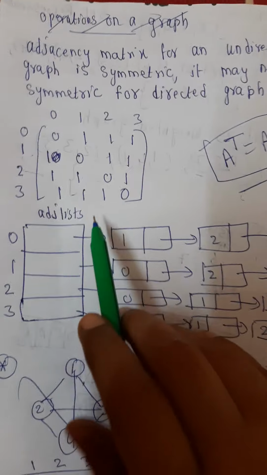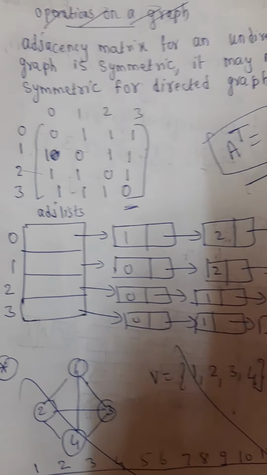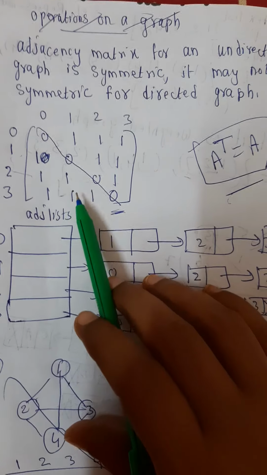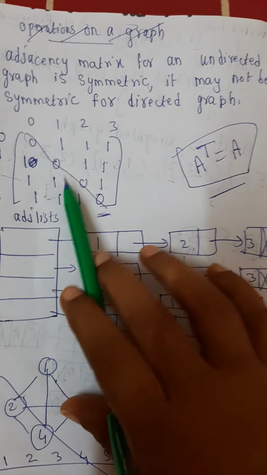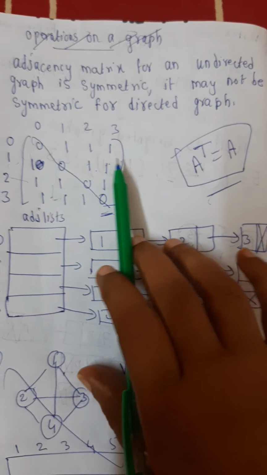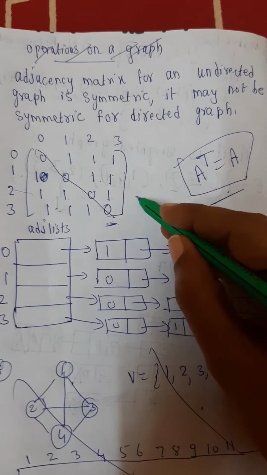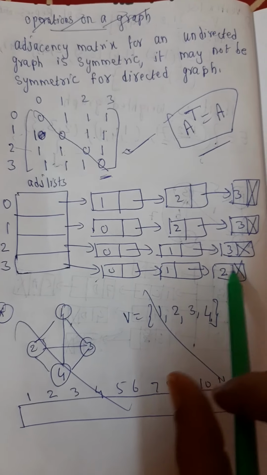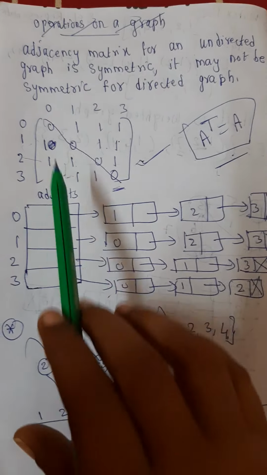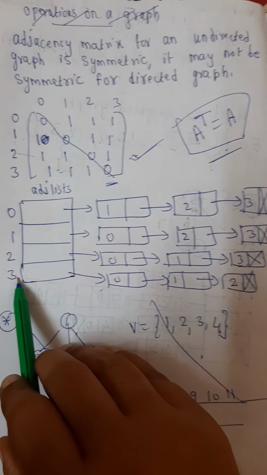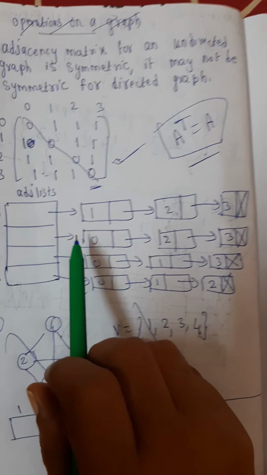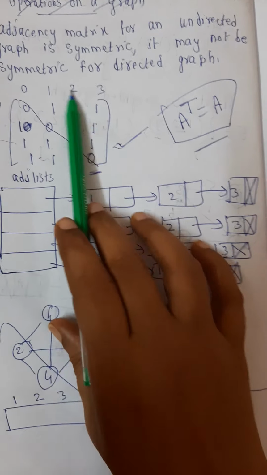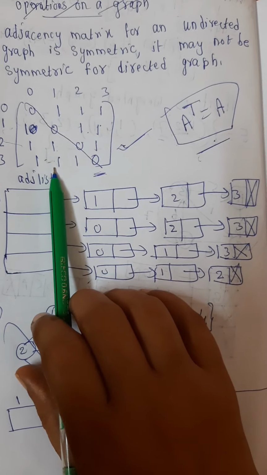So here if you observe, this is the thing you have. And if you observe the diagonal, the upper triangular and the lower triangular are the same. And if you find out the transpose, it will be the same. A transpose is equal to A. So it is a symmetric matrix here. Now for this, let us see the adjacency list. How many vertices you have? 0, 1, 2, 3 are the vertices you have. And since it is a symmetric matrix, it is just enough to check the upper triangular. No need to check the lower triangle here.